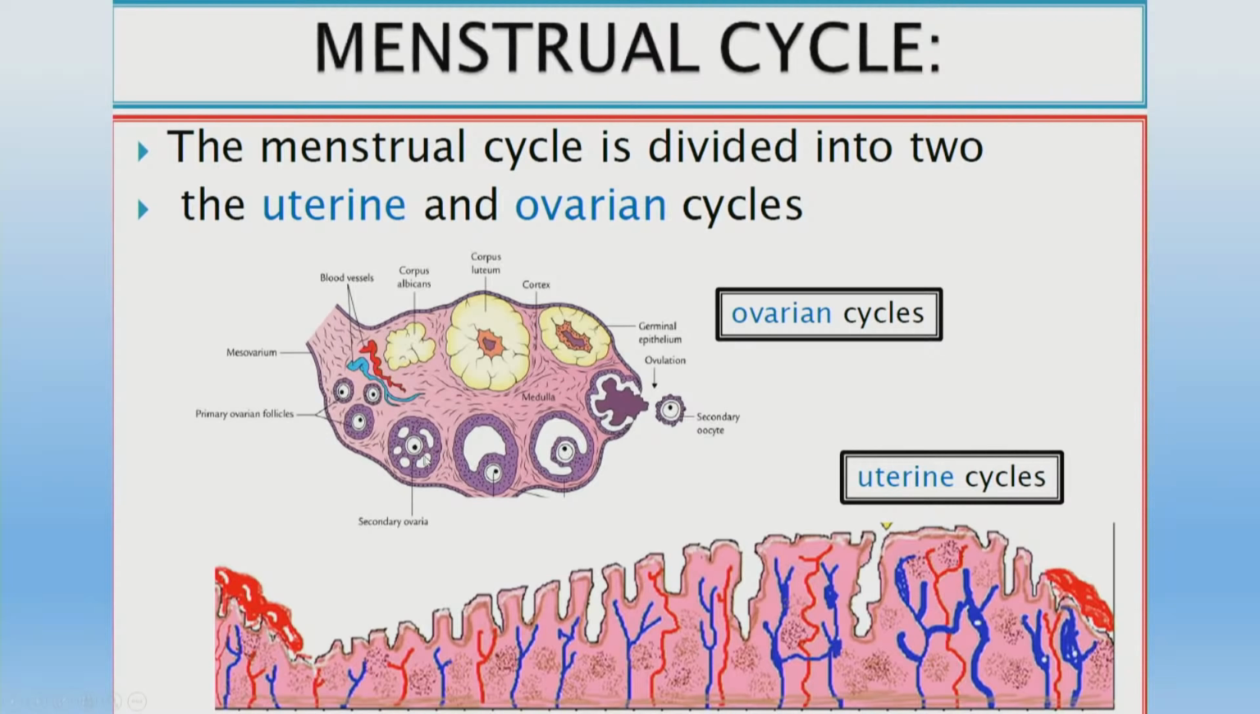Remember again, the Graafian follicle also secretes estrogen. Here ovulation takes place, and after that we have the corpus luteum, which will secrete progesterone. The last diagram is still the corpus luteum, but now it shrinks. Below here we have the uterine cycle, which represents the lining of the endometrium.